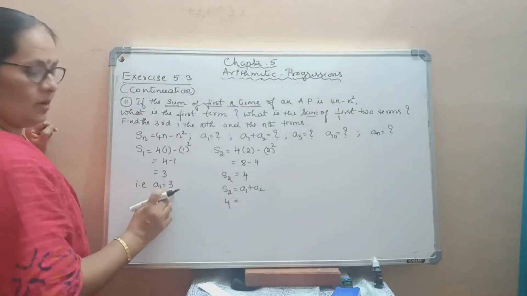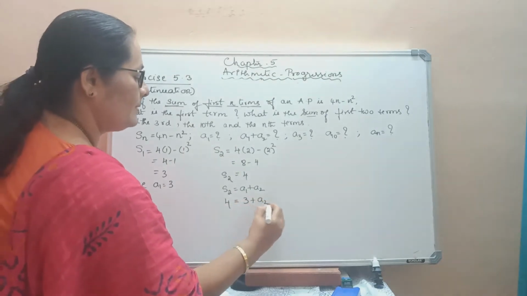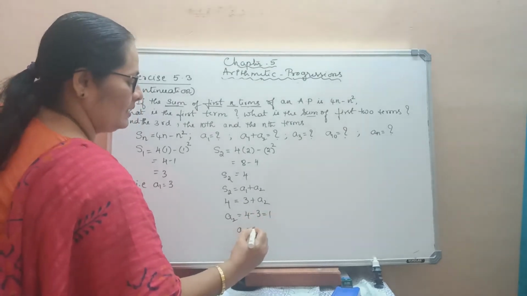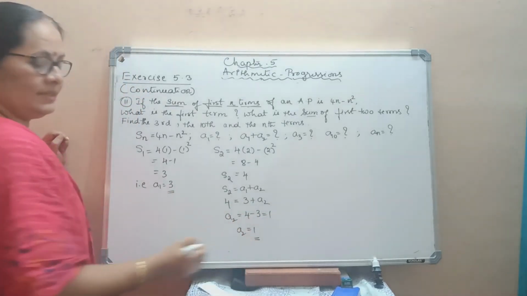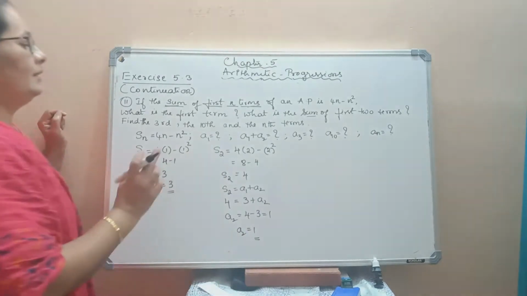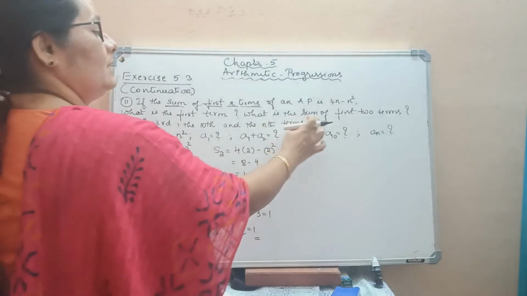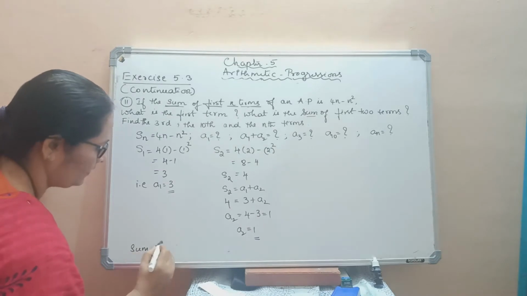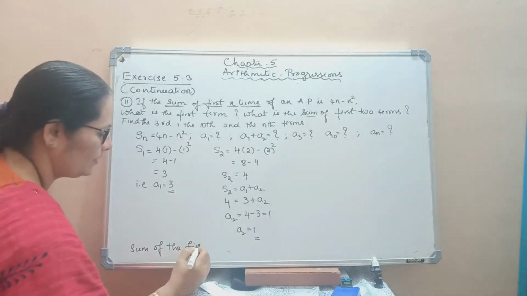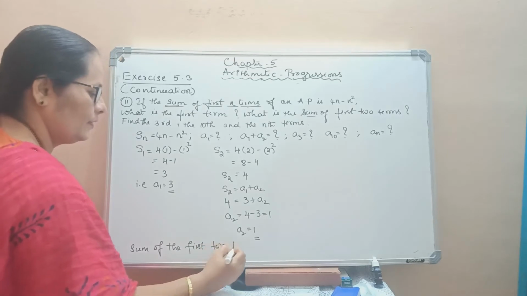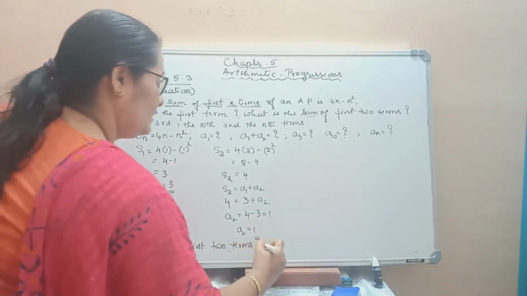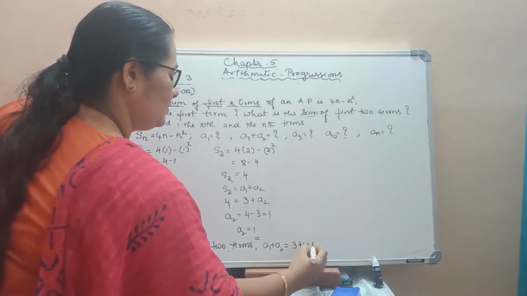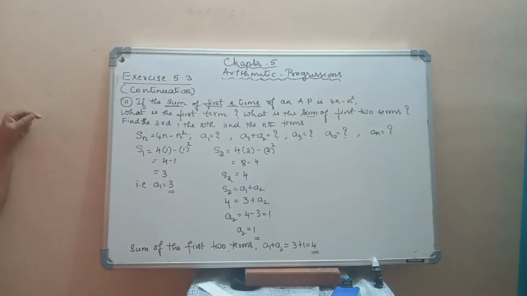In that, the first term we got 3. Then what will be the second term? Second term is 4 minus 3, which is 1. So second term is 1. First term is 3, second term is 1. Then what is the sum of the first two terms? The first two terms are A1 plus A2. So what is A1? 3. A2 is 1. So the sum of the first two terms is 4.